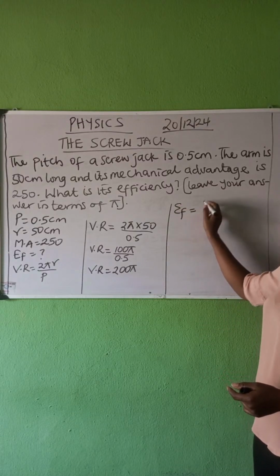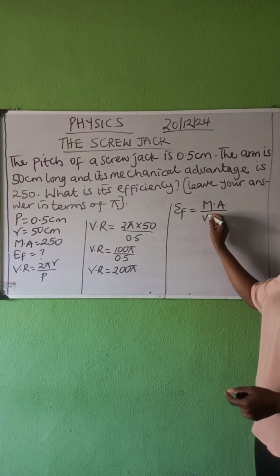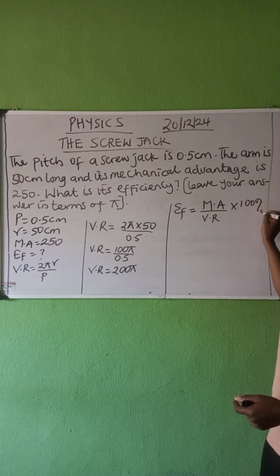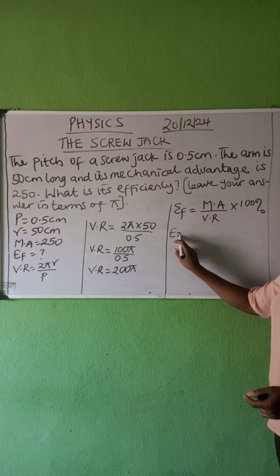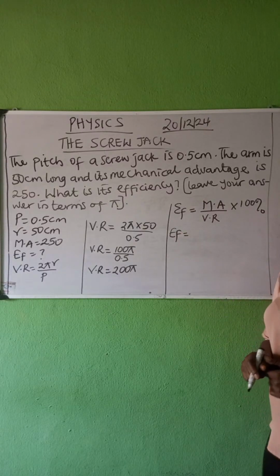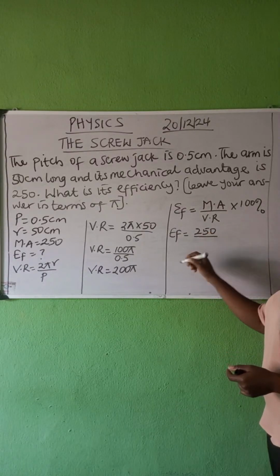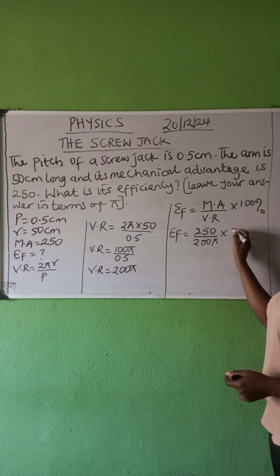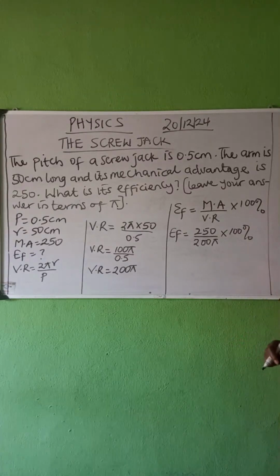Our efficiency is equal to what? MA over VR, then multiply by 100%. Okay? Now, what's my MA? My MA is my mechanical advantage, which is given as 250, and my VR is 200 pi multiplied by 100%. Is that okay? All right.